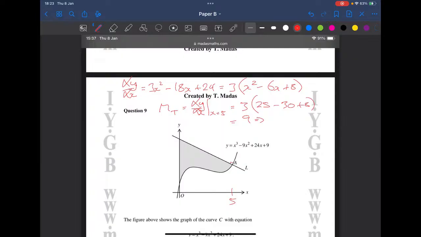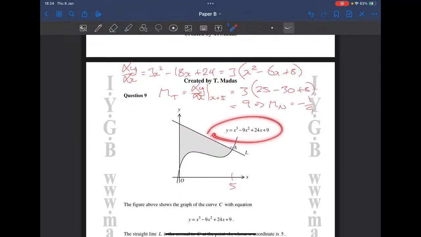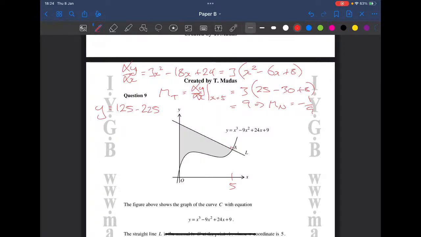So that tells us the gradient of the normal is the negative reciprocal of that, so minus 1/9. We now have that. We also then need the coordinate at A. We know the x coordinate is 5. Let's just find the y coordinate by subbing 5 into the original cubic. So y is equal to 5 cubed, 125, minus 9 times 5 squared. So 5 squared is 25, times 9 will give us 225. I'm going to take that away, and then add on 24 times 5. 24 times 5 is 120, and then we're going to add on a 9.